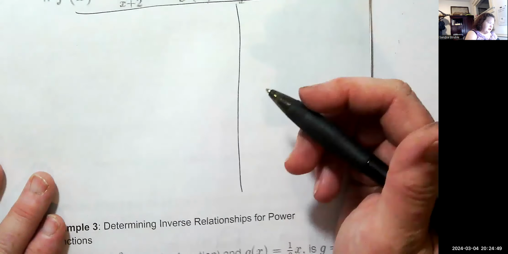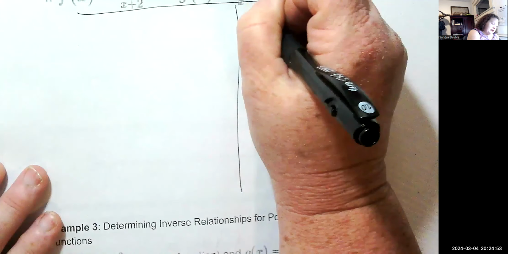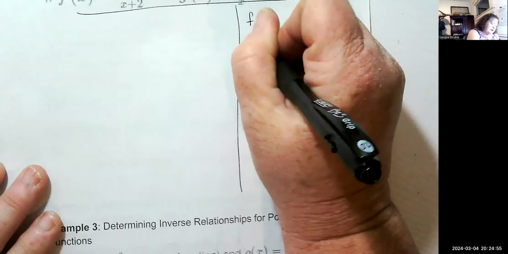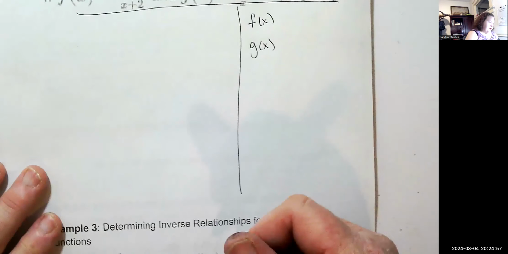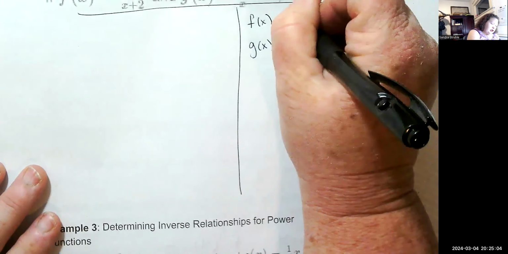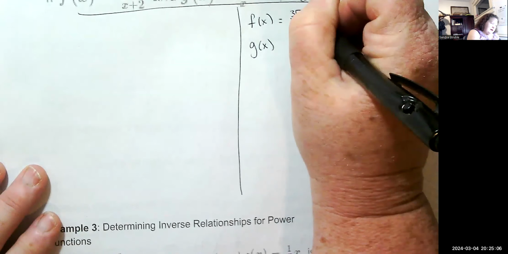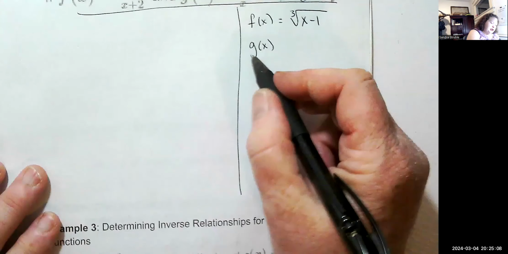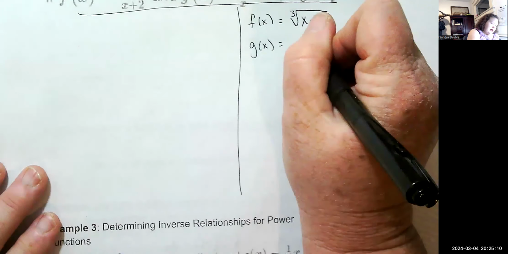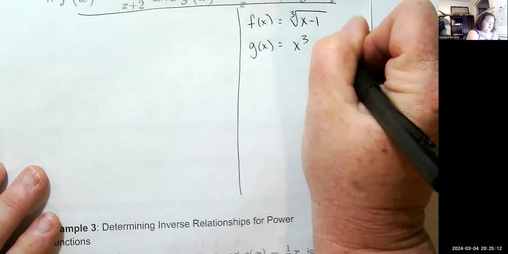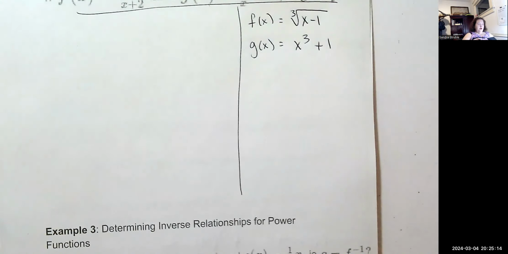If you're given two functions, let's say f of x and g of x. So let's say we have f of x and we have g of x. We've got two different functions here, right? I'm going to just create some real quick. f of x is the cube root of x minus 1, and g of x is x cubed plus 1. All right, so given two functions.